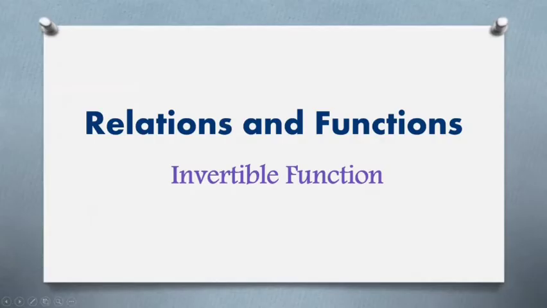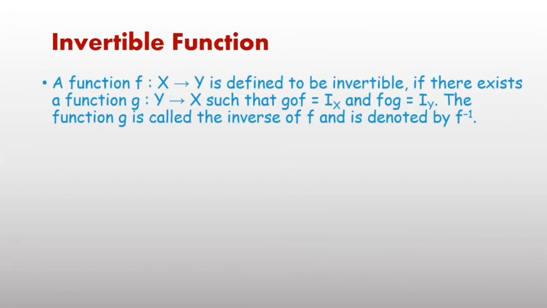The last topic in the first chapter is inverse of a function, an invertible function. Composition of functions we have already covered in the previous video. You have to find the inverse of a function under this topic. If a function f is given from X to Y such that there exists a function g from Y to X, such that composition gof equals identity and fog equals identity, then the function g is called the inverse of f and denoted by f inverse.